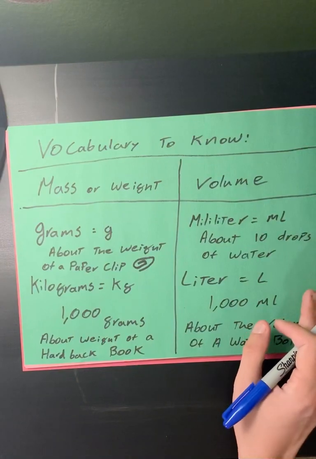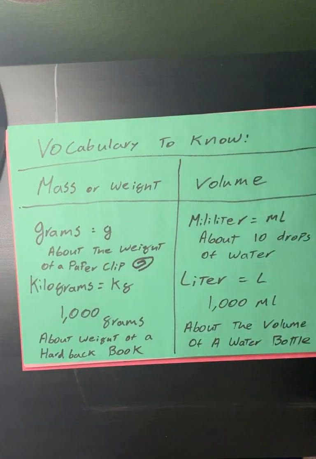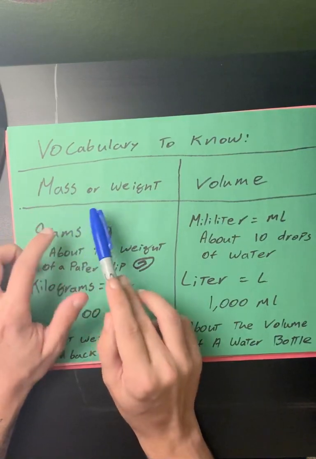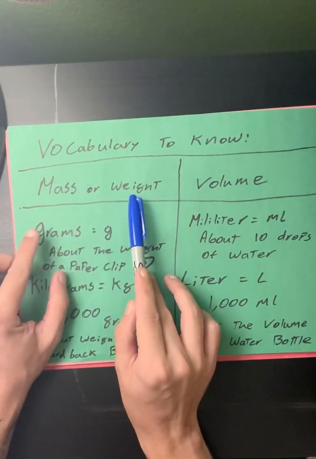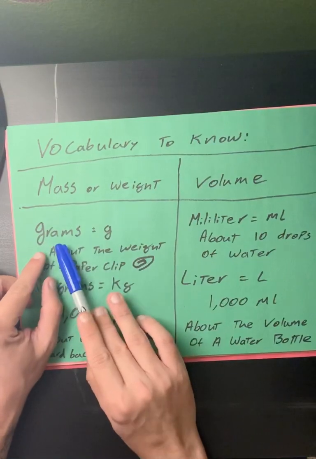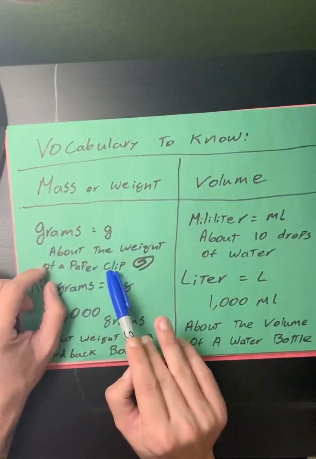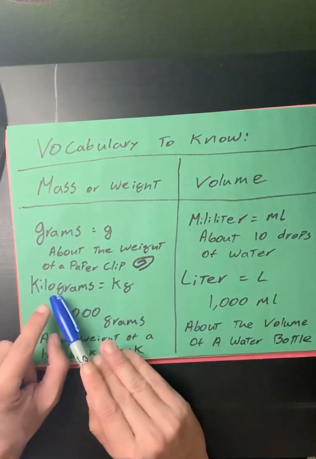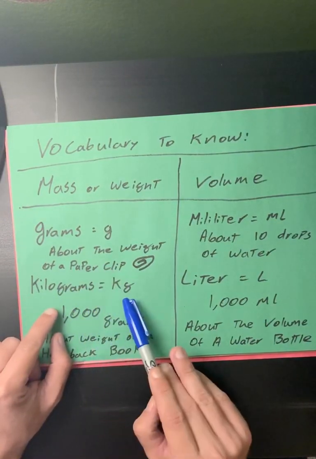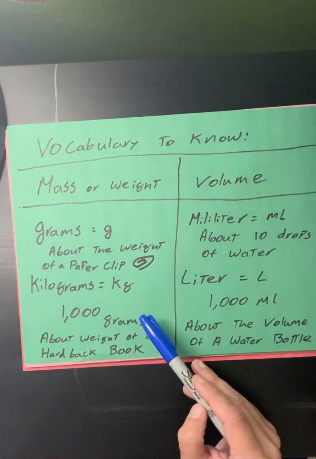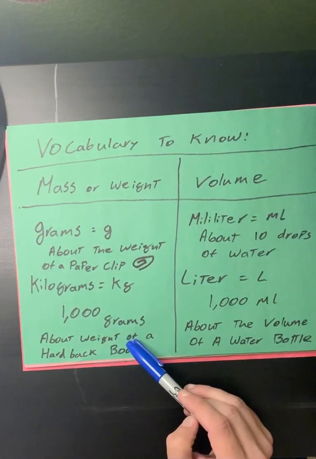So today our vocabulary to know. If we're talking about the mass of something or the weight of something, in metric units we're using grams, marked with a g, and it's about the weight of a paperclip. A kilogram, marked by kg, is 1,000 grams, or about the weight of a hardback book.